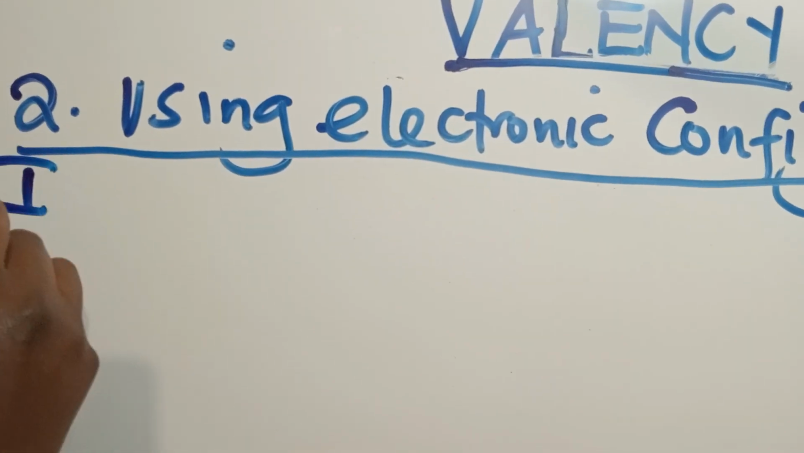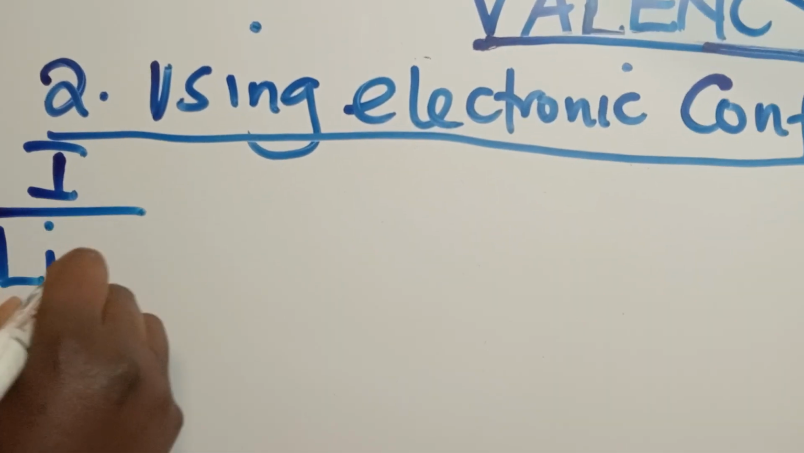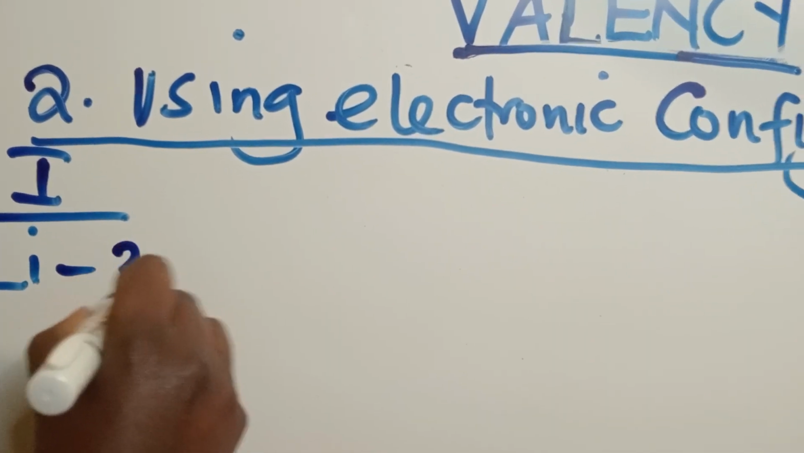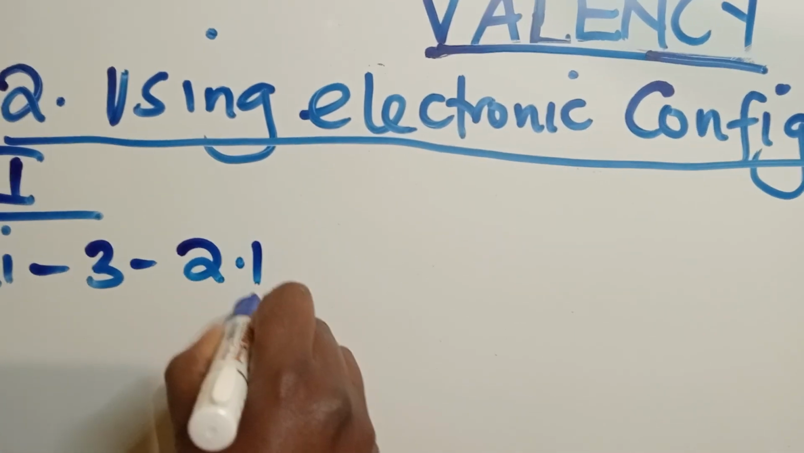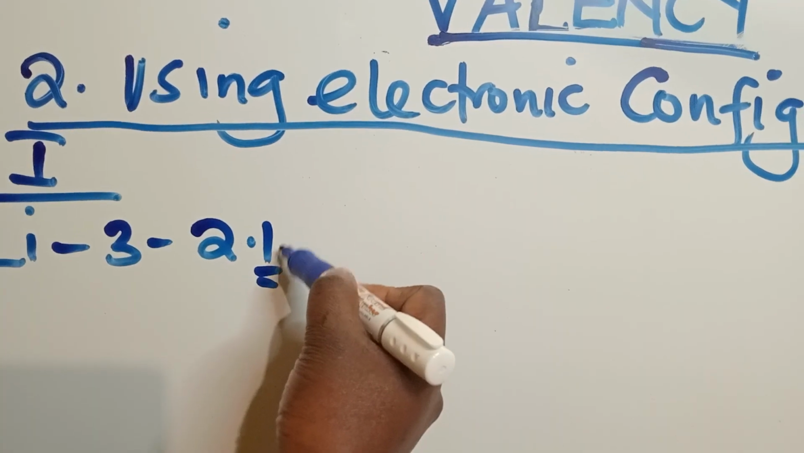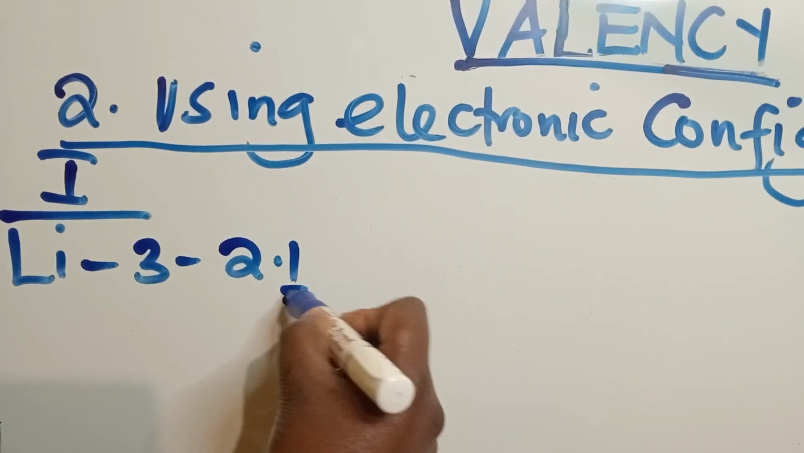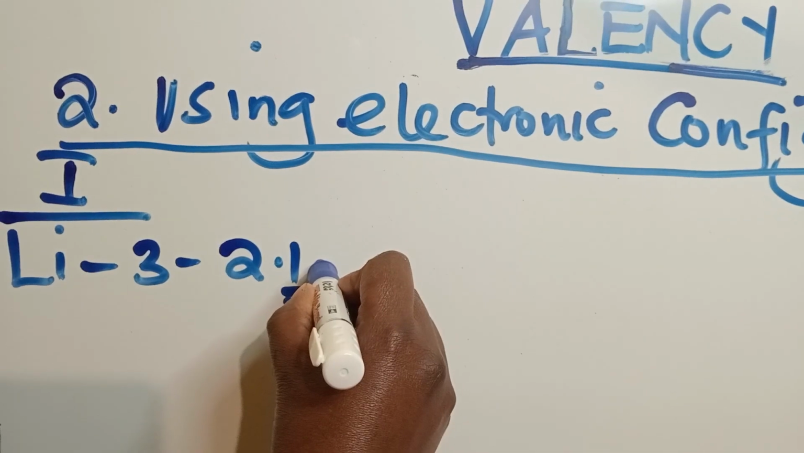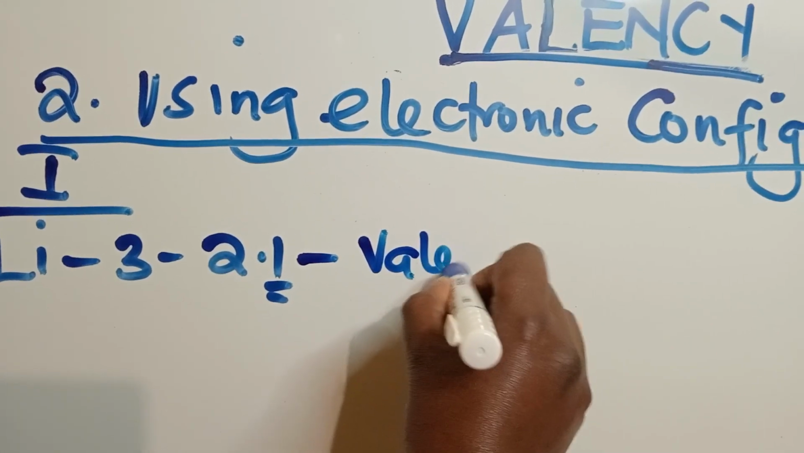So group 1 elements, we have lithium with atomic number 3, electronic arrangement of 2.1. We check on the last part here. This is the outermost energy level, meaning being a group 1, it will be losing only 1 electron, and so the valency is 1.